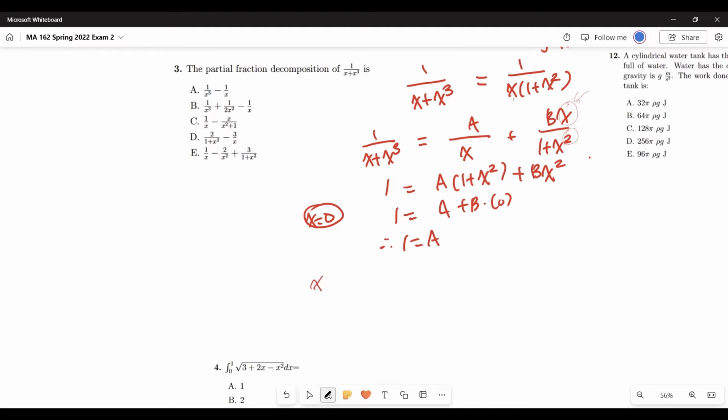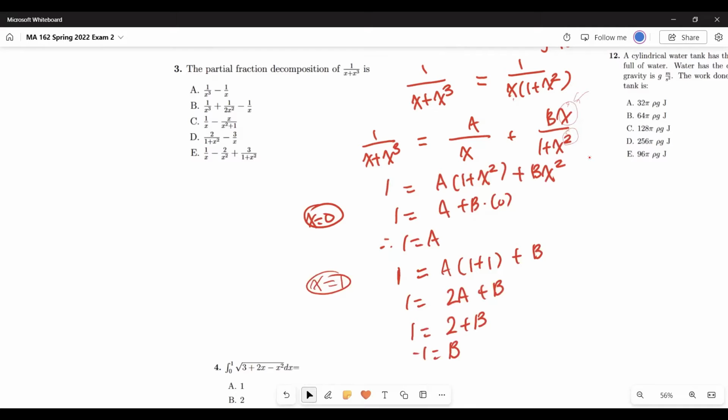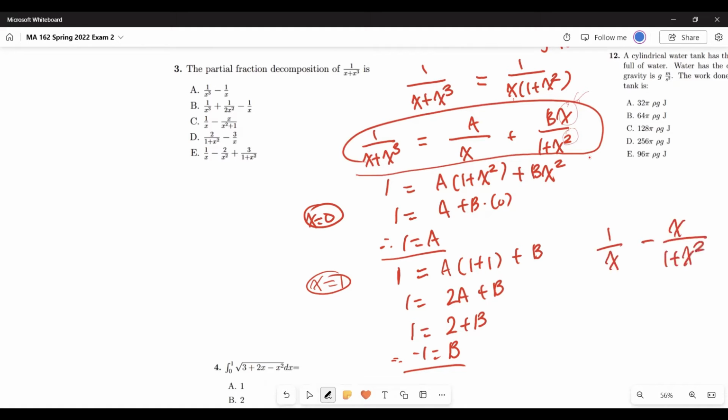Lovely. Okay, now let's find the x equals 1 value. So when x equals 1, this just becomes 1 on this side, and then A(1 plus 1) plus B. So 1 equals 2A plus B. Since A is equal to 1, you can just write 1 equals 2 plus B. So B is negative 1. So once you find all those values for A and B, you can rewrite this equation as 1 over x minus x over 1 plus x squared. This is just the same as option C. So the answer for this question is C.